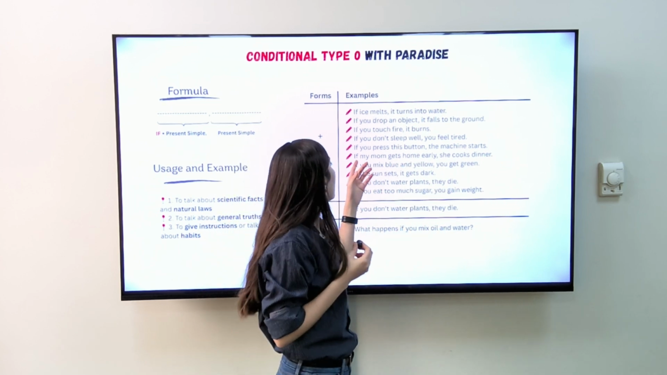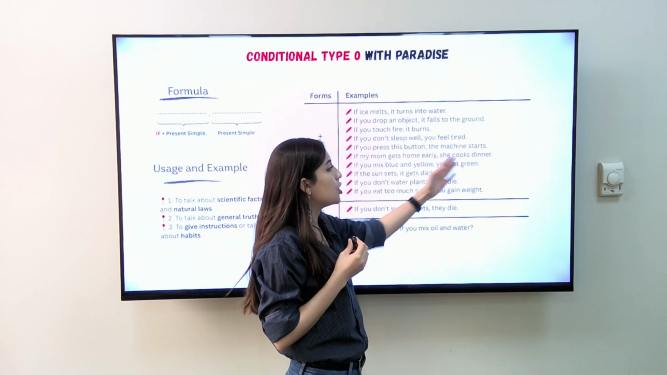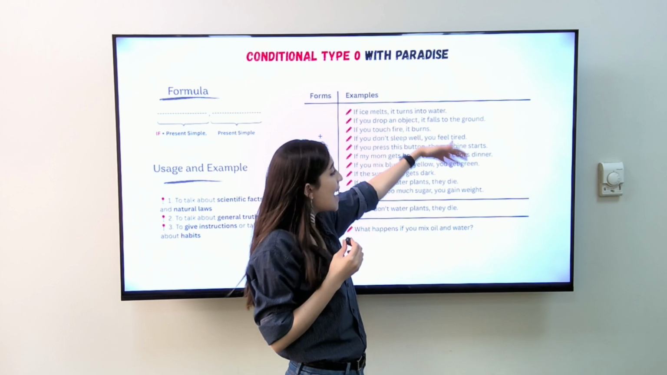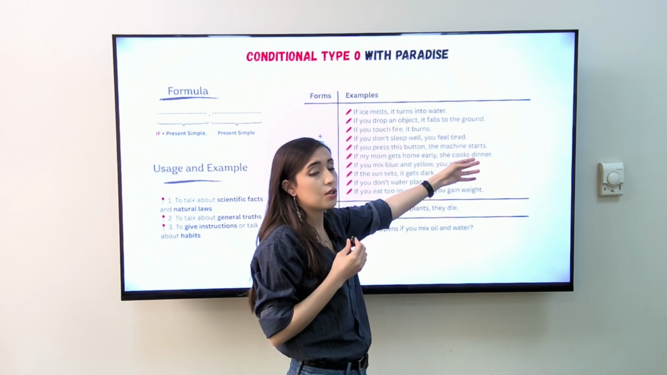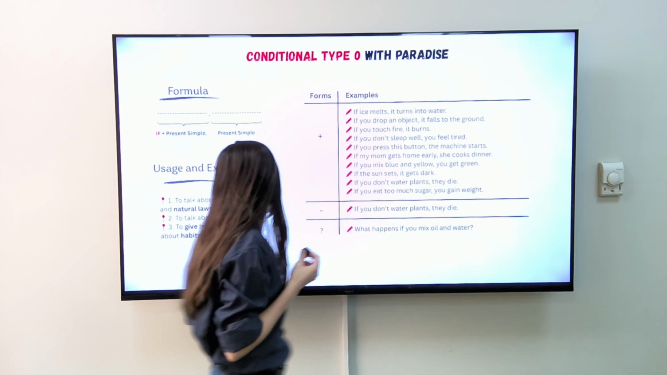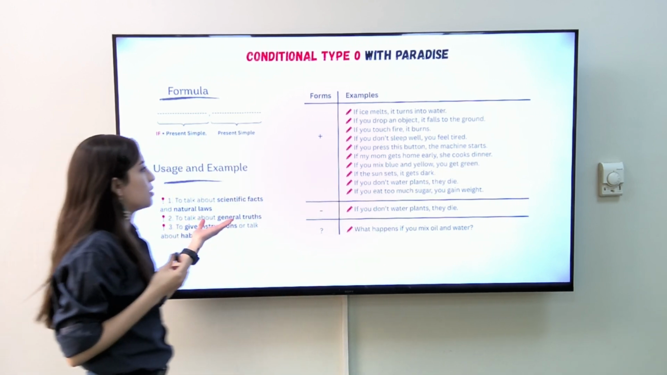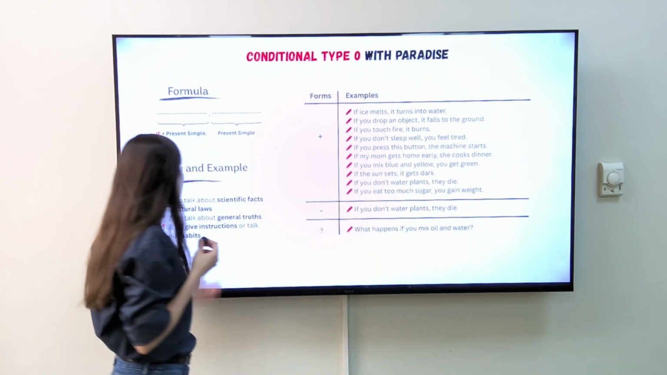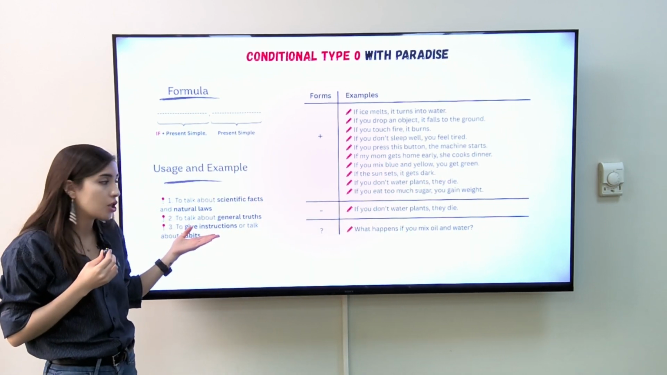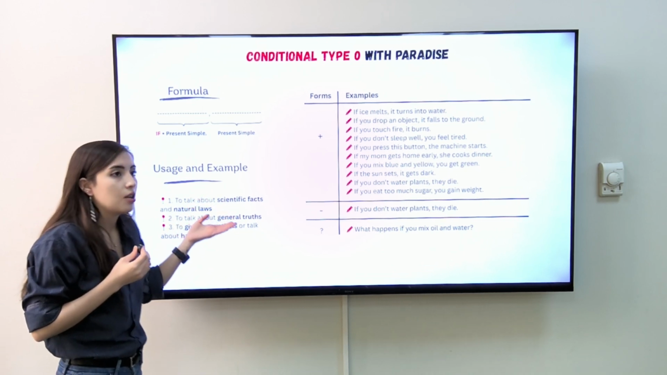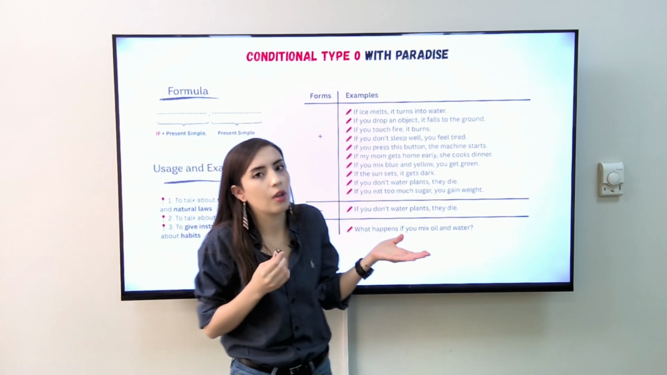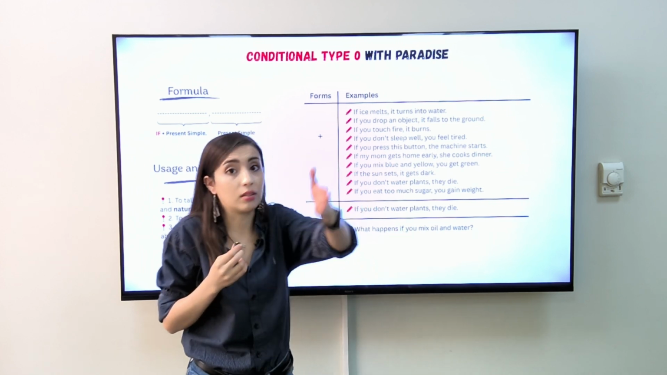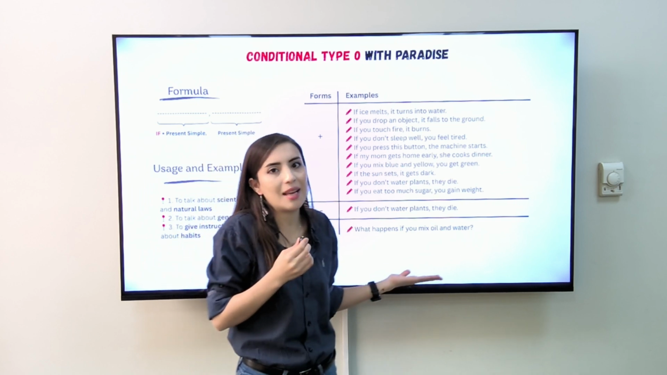Okay. If my mom gets home early, she cooks dinner. If this part happens, then as a result, she cooks dinner. Again, it's talking about a general thing. If you mix blue and yellow, you get green. It can be an instruction, a fact, a general law, a general truth, because we know that the combination of these two colors results in that color. So we accept it.